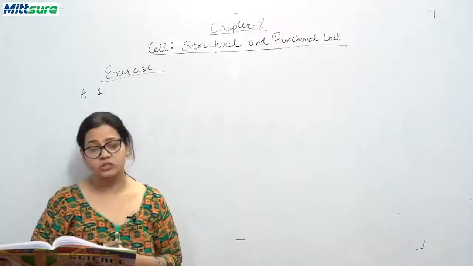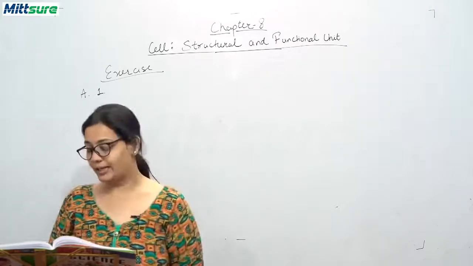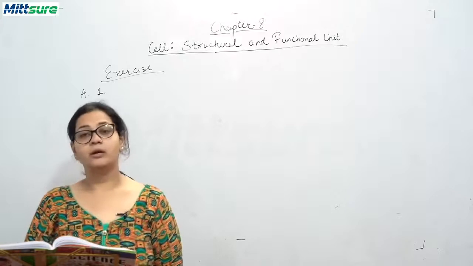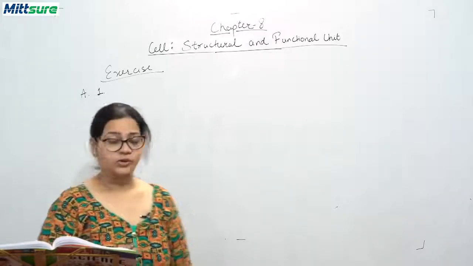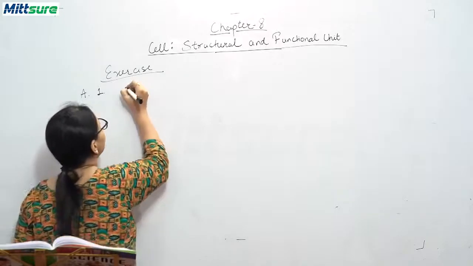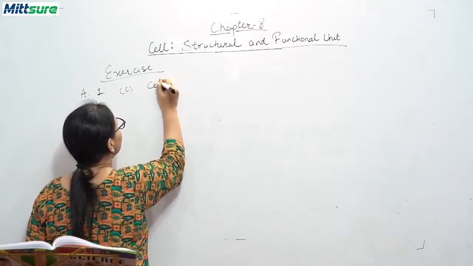So the first question is, the body of a living being is made up of A. Plastic, B. Rubber, C. Cell, D. None of these. So the correct answer is C. Cells. Okay.